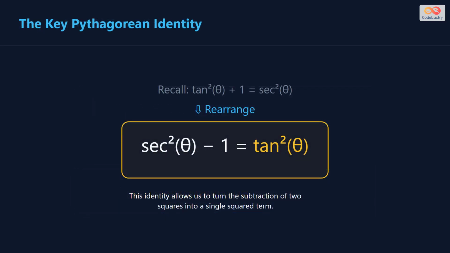This method relies on a fundamental trigonometric identity. We know that tangent squared theta plus 1 equals secant squared theta. By rearranging this, we get secant squared theta minus 1 equals tangent squared theta. This identity will let us collapse the two terms under the radical into a single term.